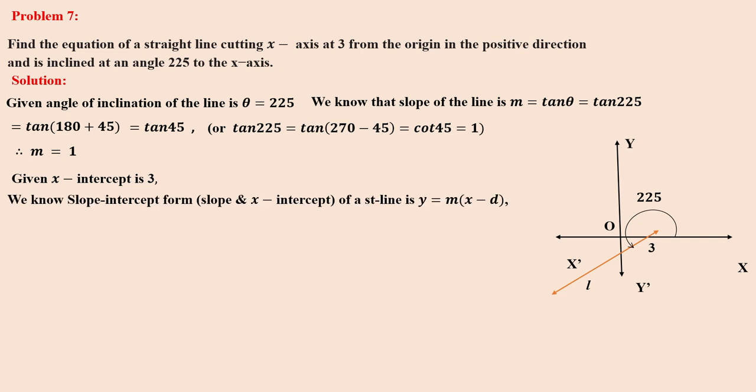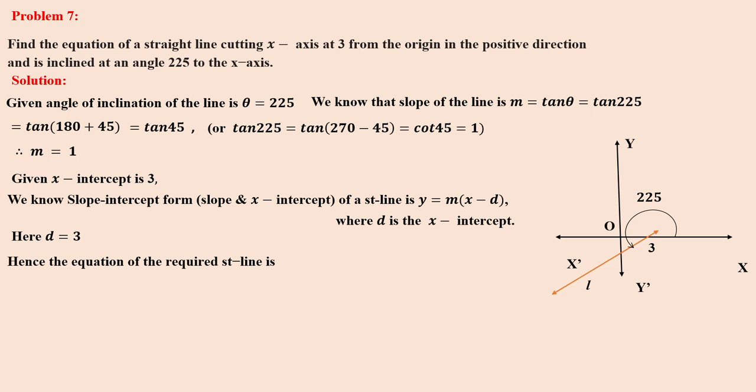In the slope form with x-intercept, y = m(x - d), where d is the x-intercept. So here d = 3 and m = 1. Therefore the required line is y = 1 into (x - 3), that is y = x - 3. Taking y to the right hand side, x - y - 3 = 0, which is the required line.